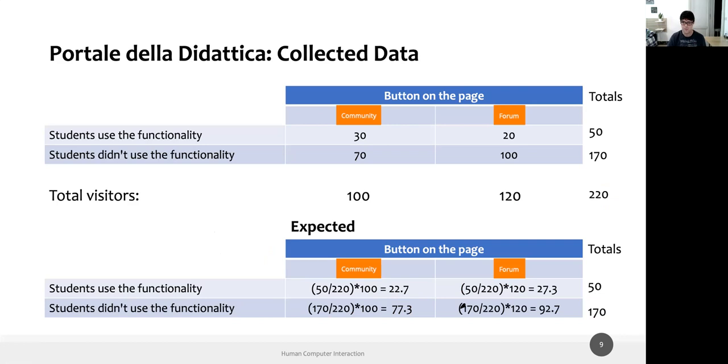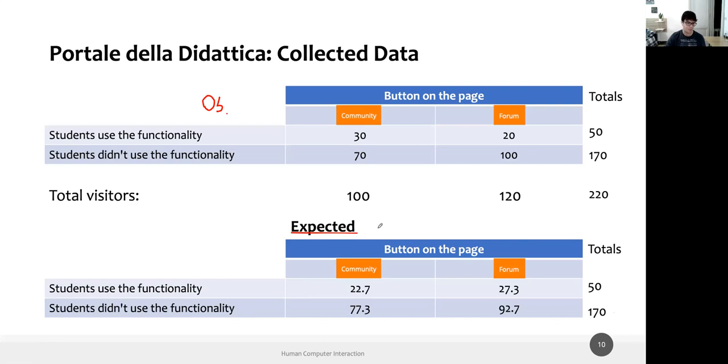I don't know if your computation confirmed mine. So you see here, the formula is written in a slightly different way, but it's just the same thing. It divides before multiplying, but in the end, it doesn't matter. And so, the question is now, we have the observed data that is here, and the expected data. So with 220 experiments in total, of which 100 in the first button and 120 in the second button, and with this distribution between the people that use the functionality and people that don't use the functionality.